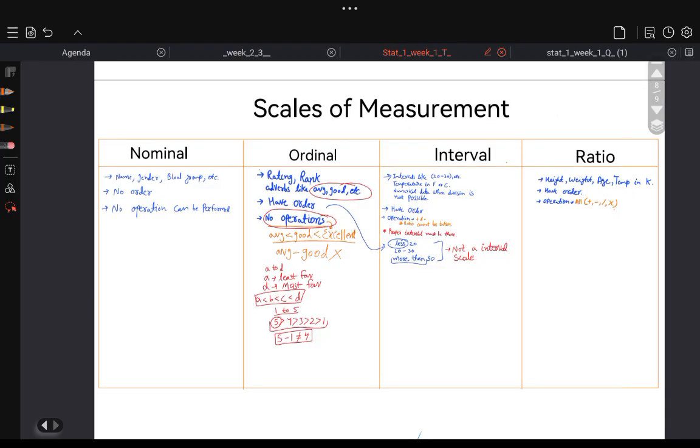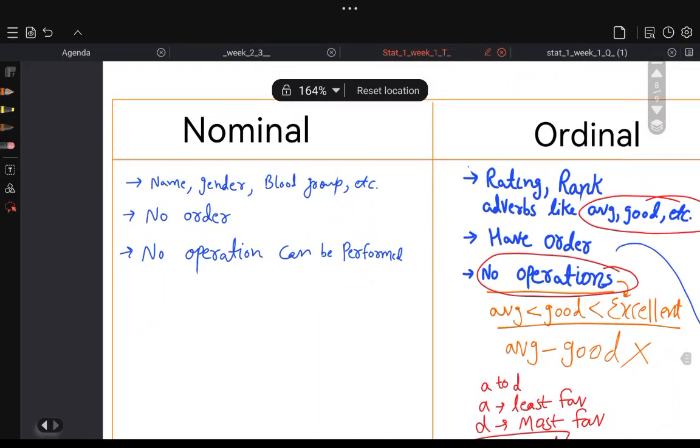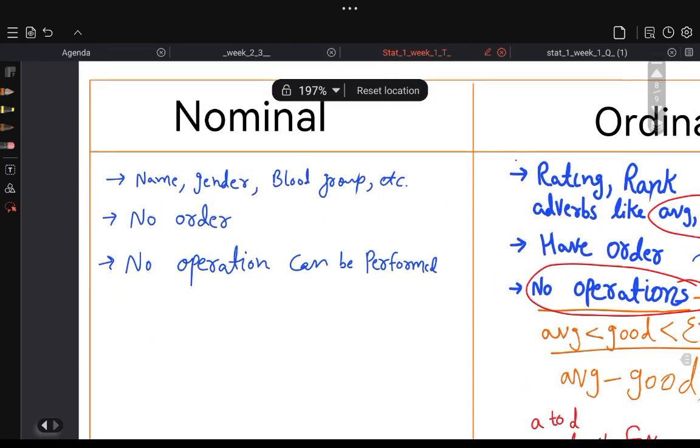and we will be looking at each scale in detail. So the way of looking at the scale will be like, first we will see some examples of the scale, which will give us a picture of the scale. Then we will see whether it has any order or not, and at last we will see whether we can perform any operations on them.